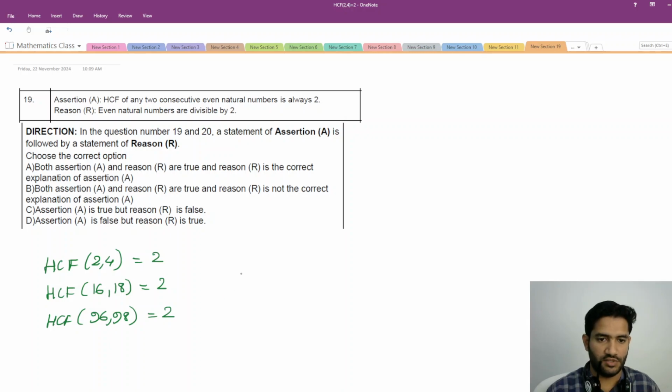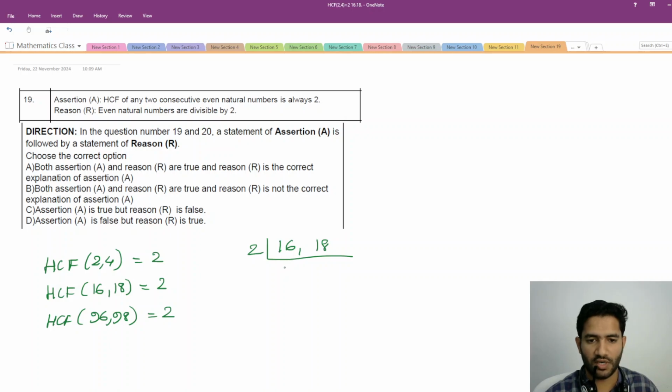Okay, anyway it is 2. For example, look at 16 and 18. How can we find the highest common factor? We can divide by 2. We'll get 2 consecutive natural numbers, 8 and 9. So in 2 consecutive natural numbers there is no common factor. Only one is there as a factor. So the assertion is right. But this is for some examples.